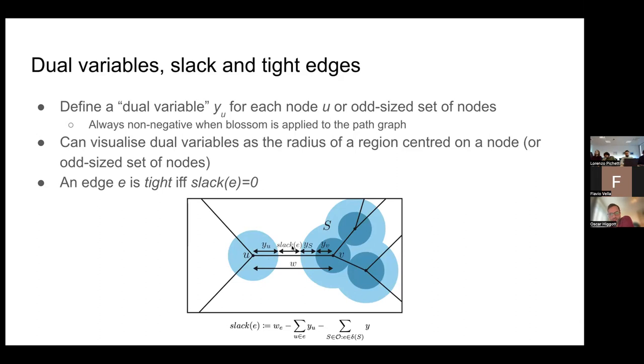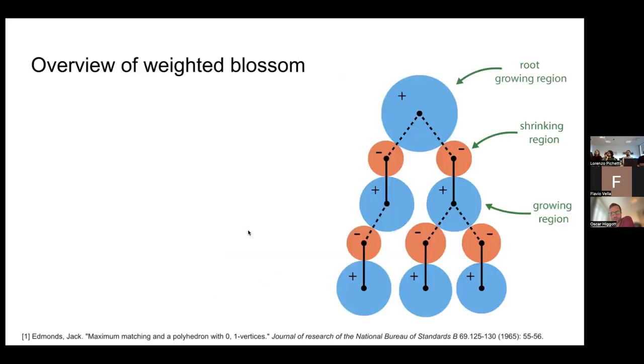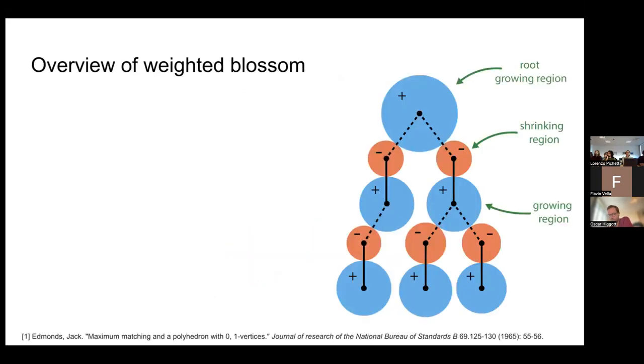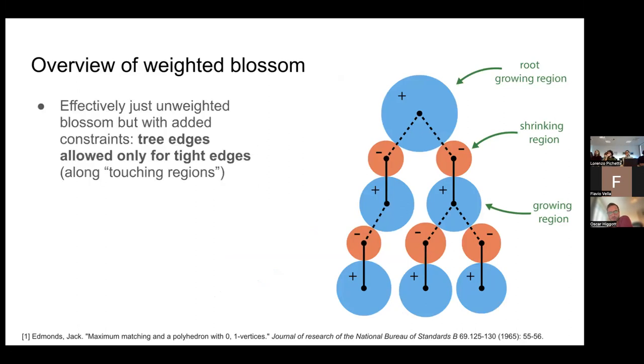And then we define the slack, which essentially is just the edge weight minus the dual variables, summed in some intuitive way shown in this figure, but the details aren't too important right now. We say that this edge is tight if the slack is zero, essentially the edge weight minus the relevant dual variables is zero. The reason I'm drawing this is that it's just the original blossom algorithm, but drawing the dual variables this way, it will become clear how we generalize this to the decoding problem and error correction, or the T-join problem, in a minute. So weighted blossom is just unweighted blossom, but with these added constraints.